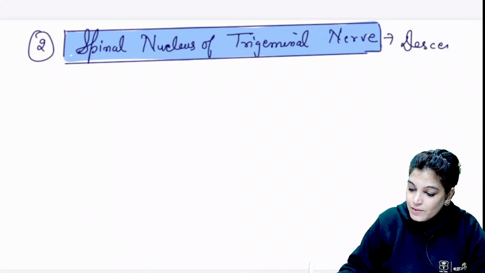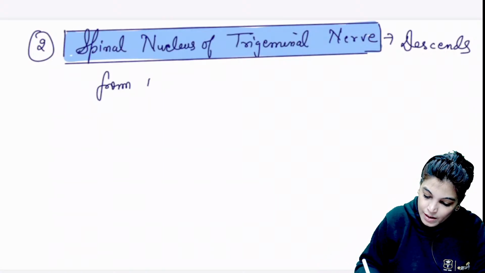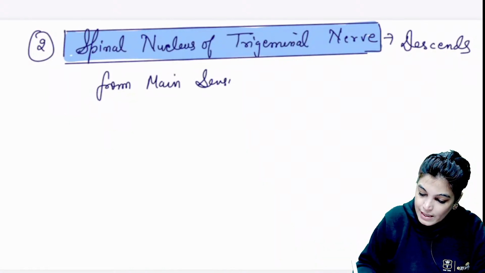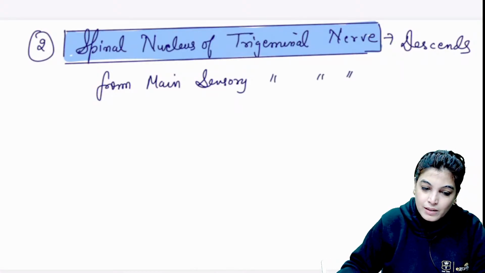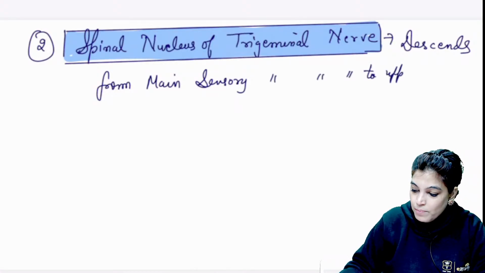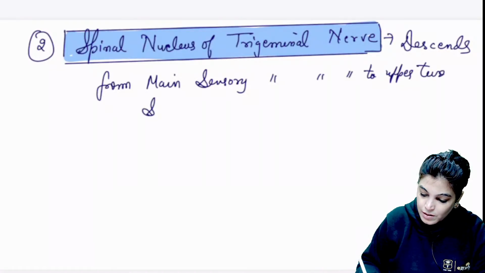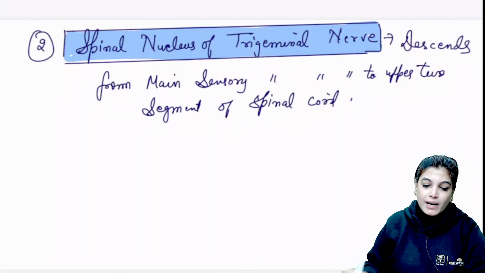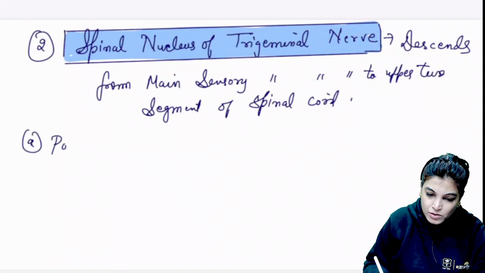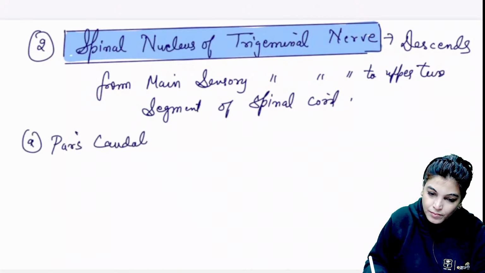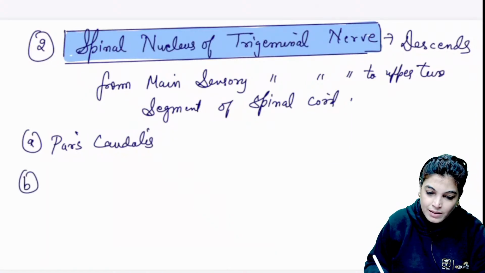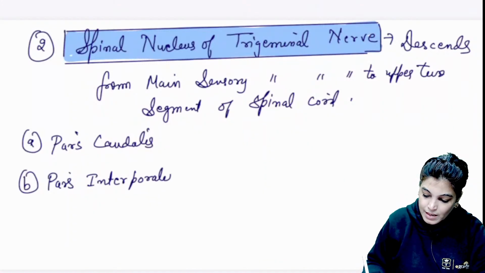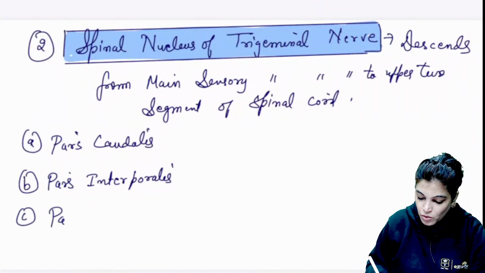It descends from the main sensory nucleus of trigeminal nerve to the upper two segments of spinal cord. Now actually it has got three parts. It has a part that is called pars caudalis, another part which is called pars interpolaris, and a third part that is called pars oralis.